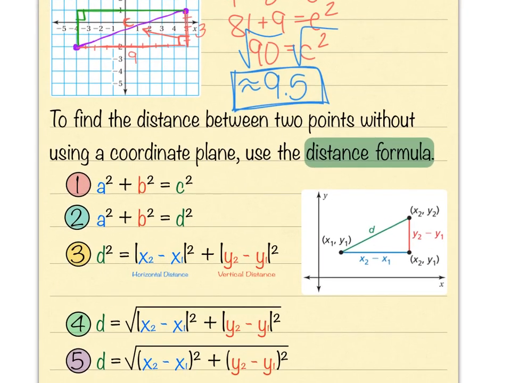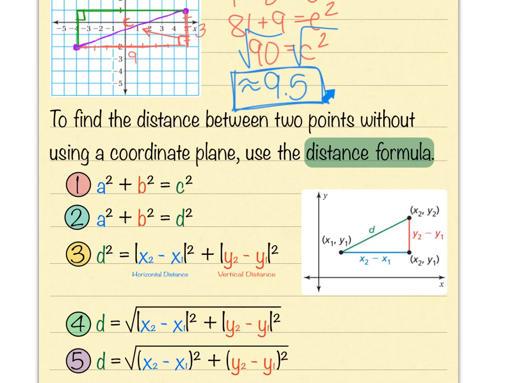Number 1, we start with the Pythagorean Theorem, which is a squared plus b squared equals c squared. Then, instead of calling this side of the triangle c, we're going to call it d for distance. We want to find the distance between these 2 points on this triangle: x1, y1, whatever that point is, and x2, y2, whatever that point is. So we're just replacing the c with a d for distance.